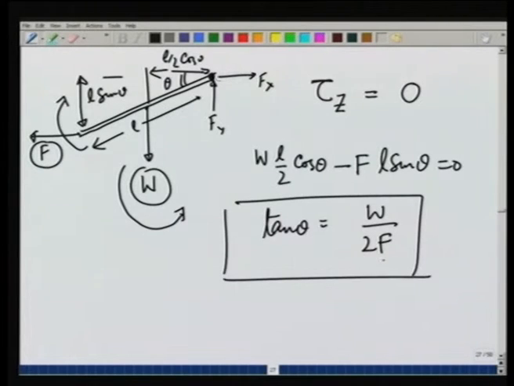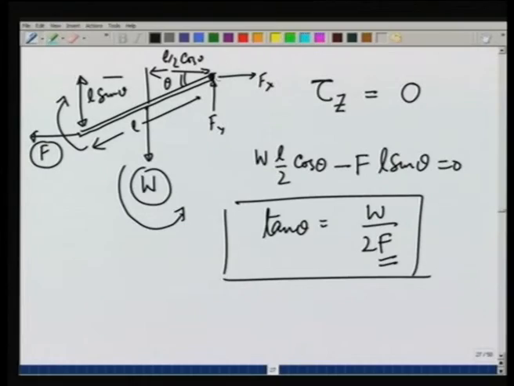You notice, the larger the force that you apply, the smaller the angle, and that is what you experience when you do something like this. You pull the berth out, it goes higher and higher and higher. So, this is an example of solving a simple problem using hinge forces.